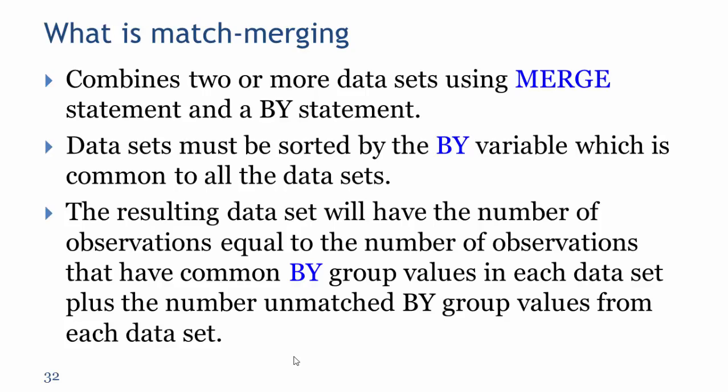The merged dataset will have the number of observations equal to the number of observations that have common by group values in each dataset, that is, the observations that are common in each dataset by the by variable, plus the number of unmatched by group values from each dataset. That is, the combined dataset will have the matched rows plus all the unmatched rows in each dataset.